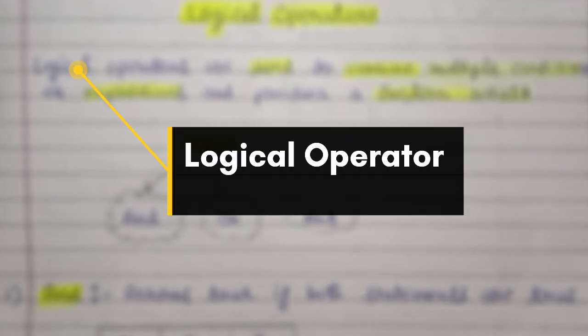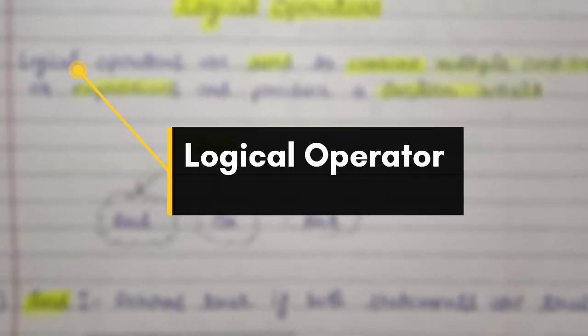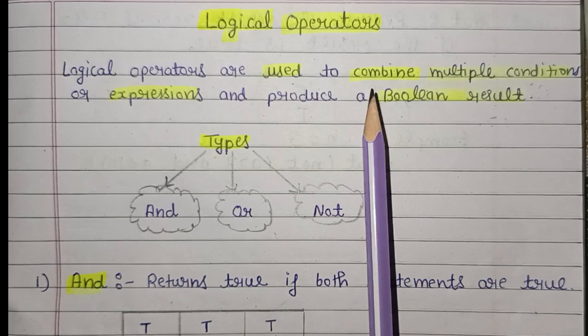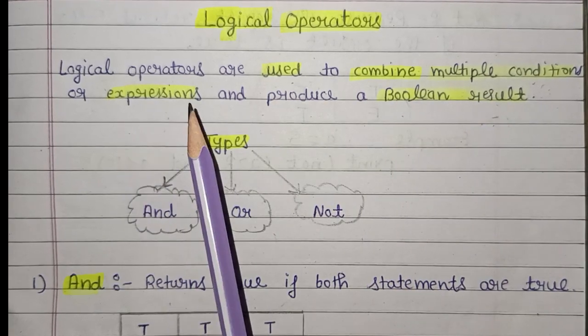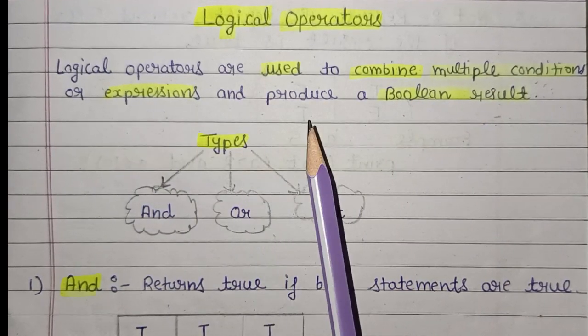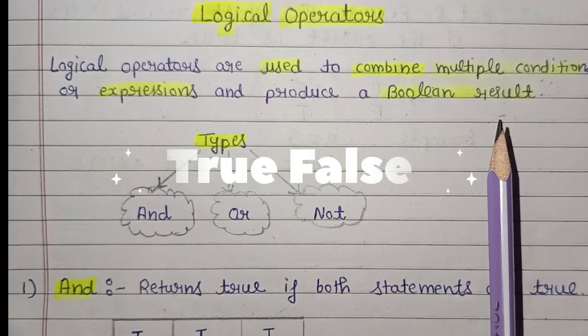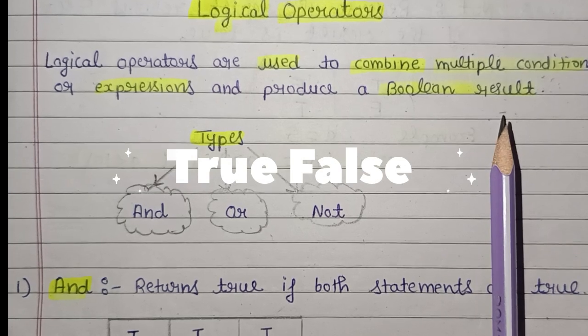Today's topic is logical operators and their types. Let's see the definition of logical operator. Logical operators are used to combine multiple conditions or expressions and produce a Boolean result. Now, a Boolean result gives us two values. The first one is true and the second one is false.